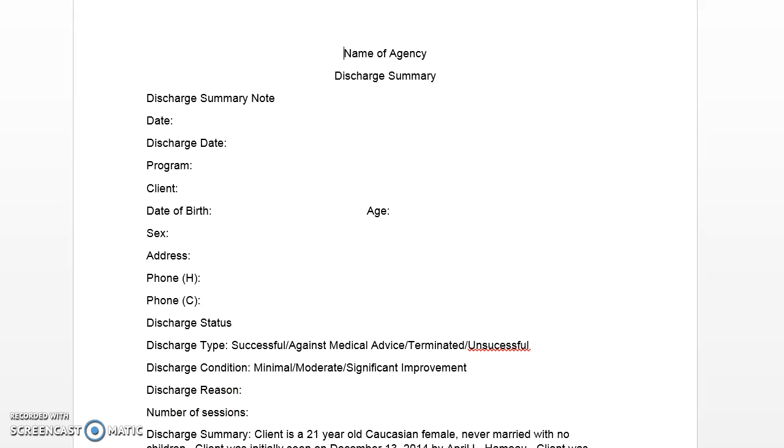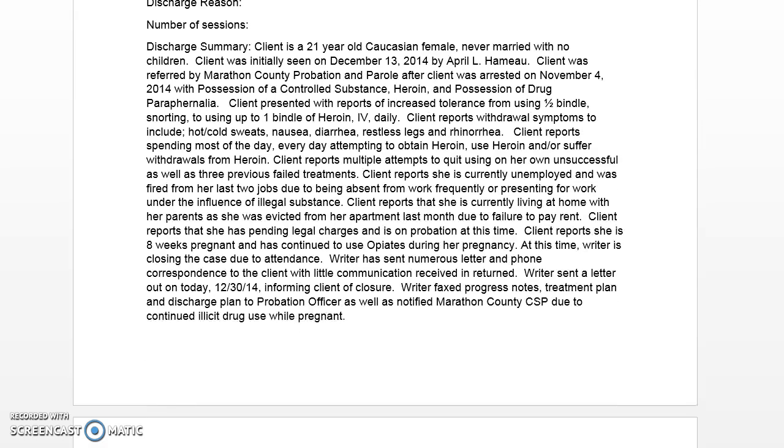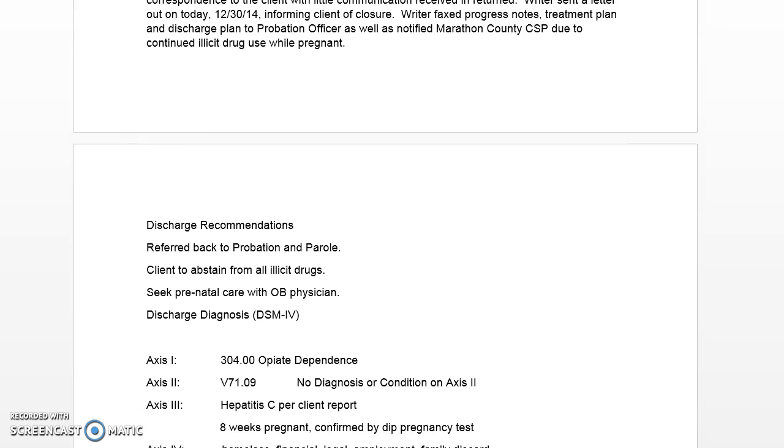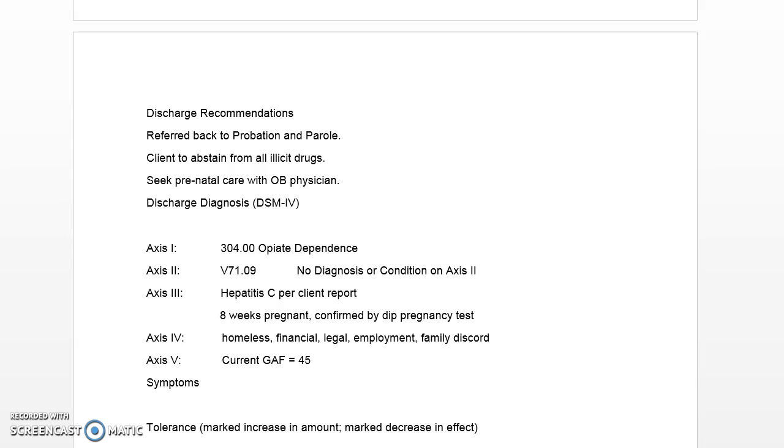Then you give a discharge summary. So this will be an overview of their identifying information, kind of an overview of what happened while they were in treatment, what brought them to treatment, what sort of progress or lack thereof that they had. Here you can see I have typed up an example of what this may look like, and then who they're being referred back to as well. The next section is the discharge recommendations, so where you're referring them to, and then what kinds of things they need to do to be successful in maintaining abstinence.